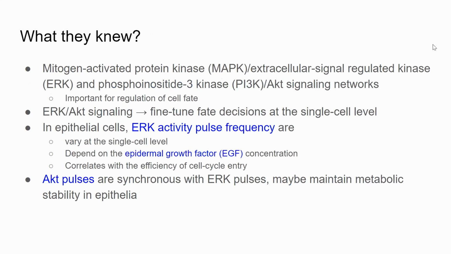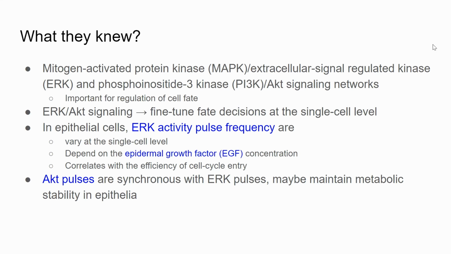What we already know about the pathways that trigger this coordination is that these three signaling networks must be involved. MAPK is mitogen activated protein kinase, or extracellular signal regulated kinase, ERK, and phosphoinositide 3 kinase, PI3K, which we can also call the AKT signaling network. These three are obviously important for regulation of cell fate. Previous studies also identified that ERK or AKT signaling can fine-tune the fate decision at a single cell level.